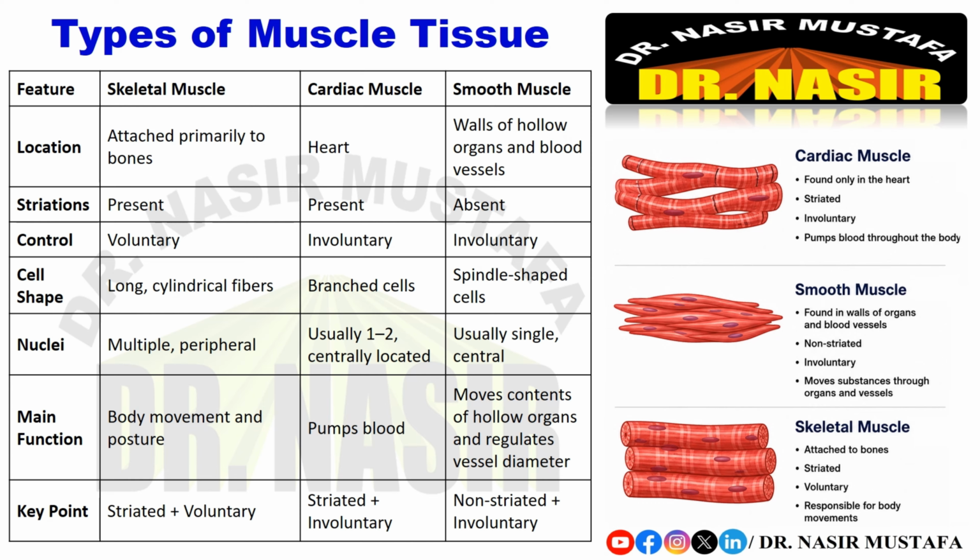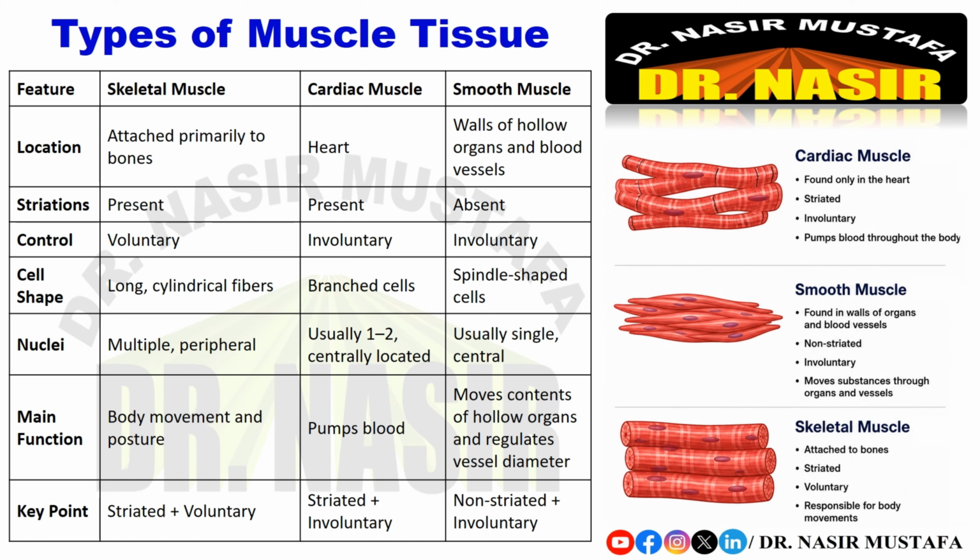Second, cardiac muscle is found in the heart. It is also striated, but unlike skeletal muscle, it is involuntary. Cardiac muscle cells are branched and usually have one or two centrally located nuclei. Third, smooth muscle is found mainly in the walls of hollow organs and blood vessels. It does not have visible striations, has spindle-shaped cells, and is under involuntary control.